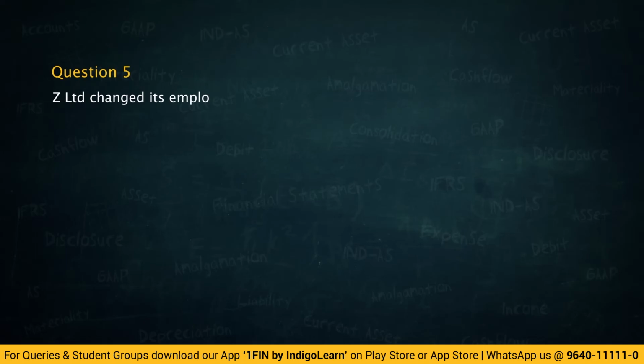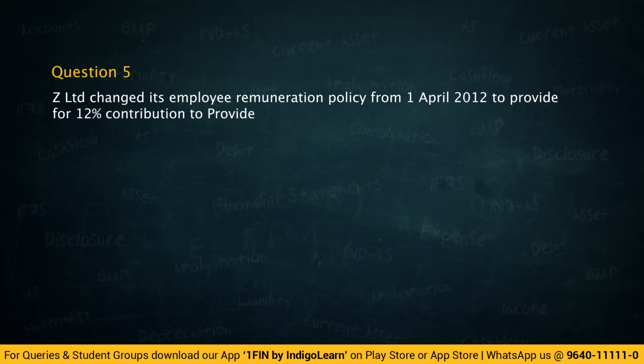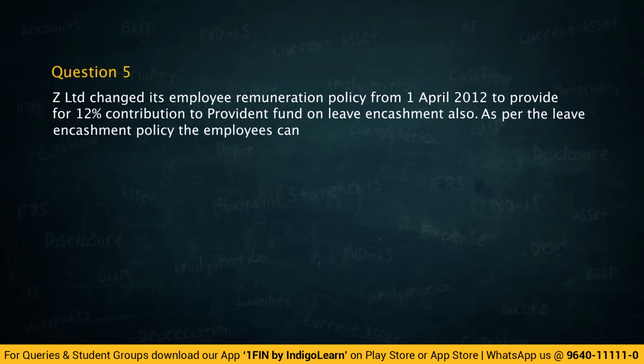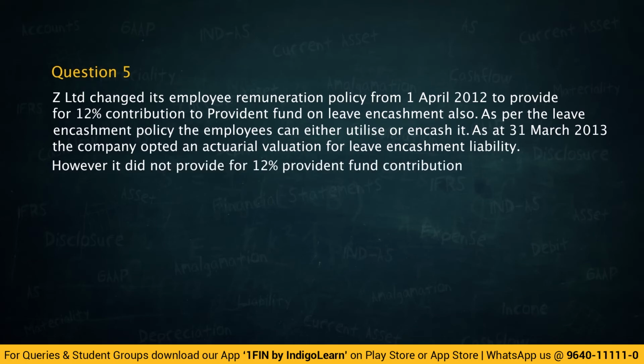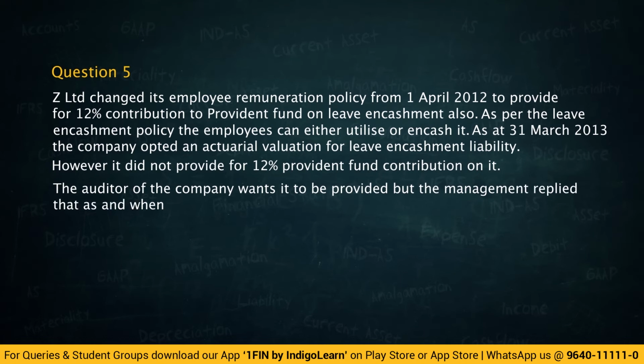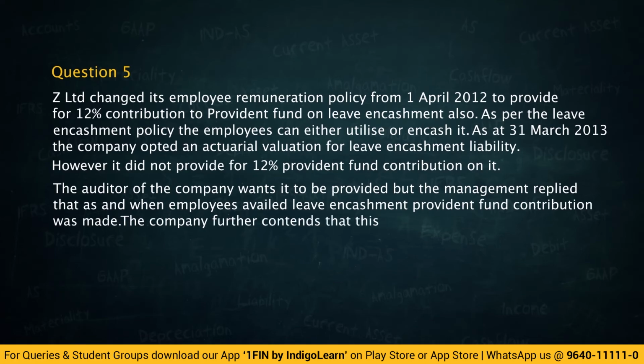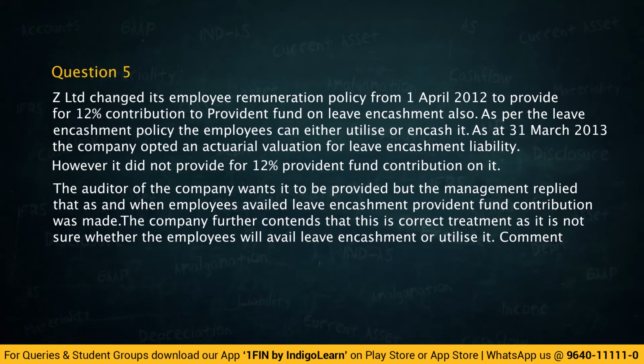Z Limited changed its employee remuneration policy from 1st of April 2012 to provide for 12% contribution to Provident Fund on leave encashment also. As per the leave encashment policy, the employees can either utilize or encash it. As at 31st March 2013, the company obtained an actuarial valuation for leave encashment liability. However, it did not provide for 12% PF contribution on it. The auditor of the company wants it to be provided, but the management replied that as and when employees availed leave encashment, Provident Fund contribution was made. The company further contends that this is correct treatment as it is not sure whether the employees will avail leave encashment or utilize it. Comment.